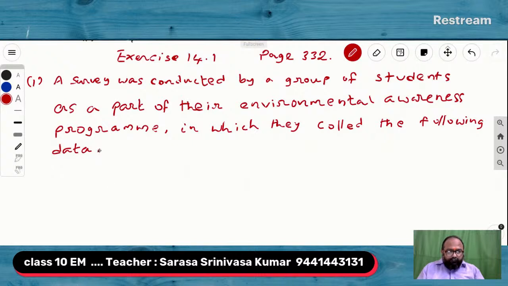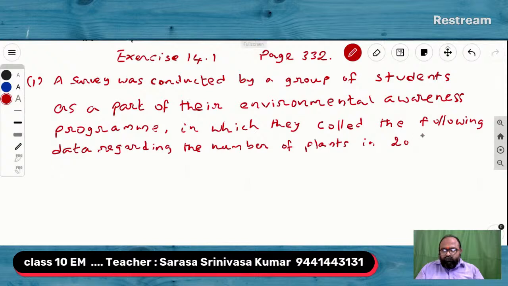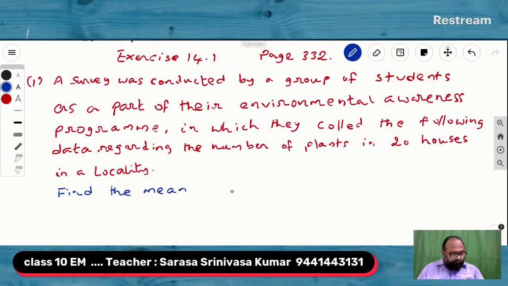regarding the number of plants in 20 houses in a locality. Find the mean number of plants per house.